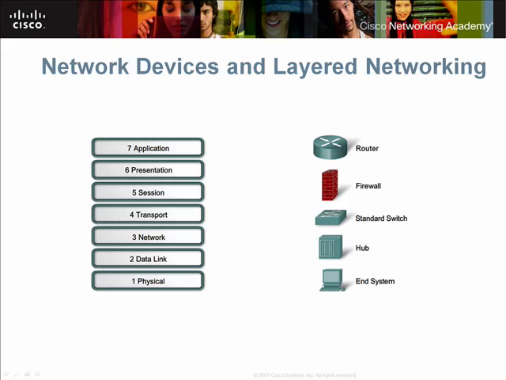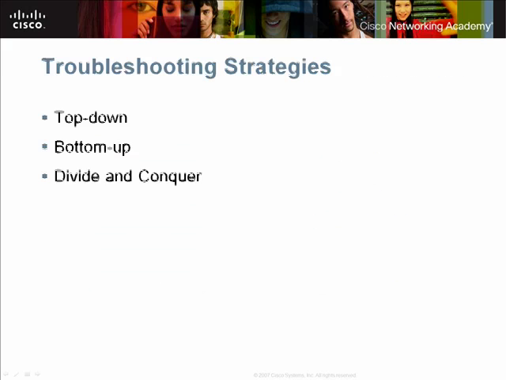You also know that the many different types of network devices operate at specific OSI layers. Using your knowledge of the network layers, each of their functions, and the different layers at which network devices operate is a very powerful tool in the world of network troubleshooting. Using a layered model as a framework for networking enables us to use three different troubleshooting strategies. These are top-down, bottom-up, and divide and conquer.